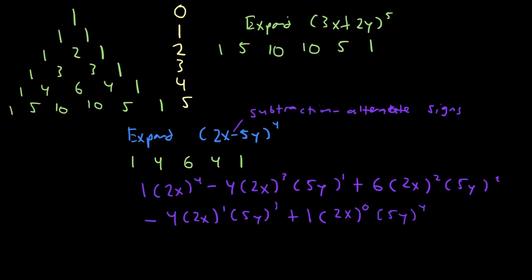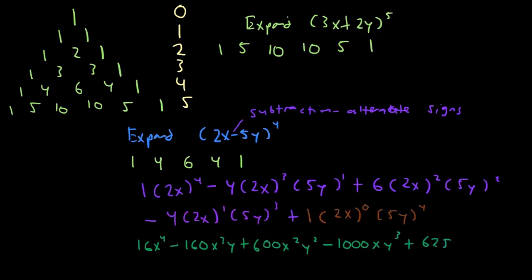So now we're just going to simplify all of this. 2x to the 4th power is 16x to the 4th power. This right here is negative 160x cubed y, plus this, which is 600x squared y squared. We're going to subtract again, minus this, which is 1000xy cubed, and finally plus 625y to the 4th power.